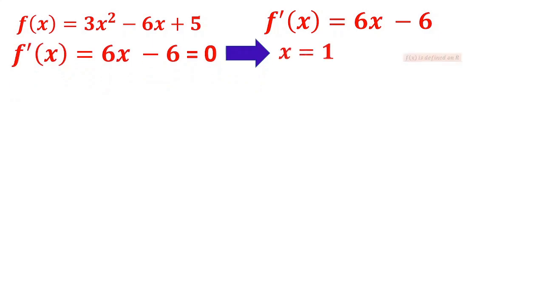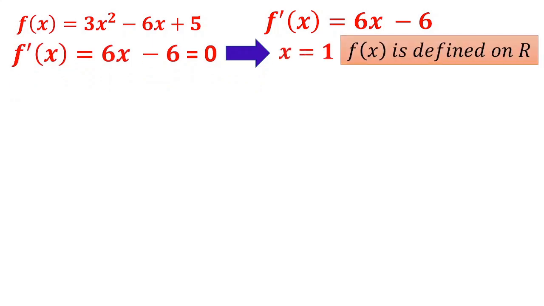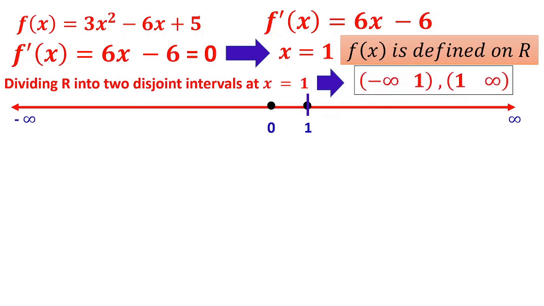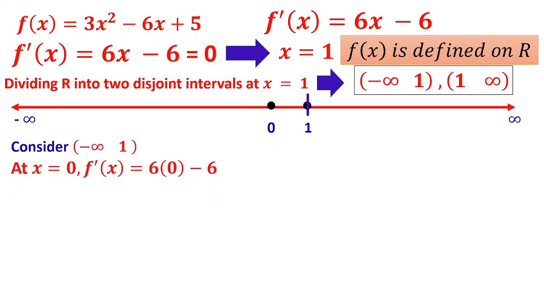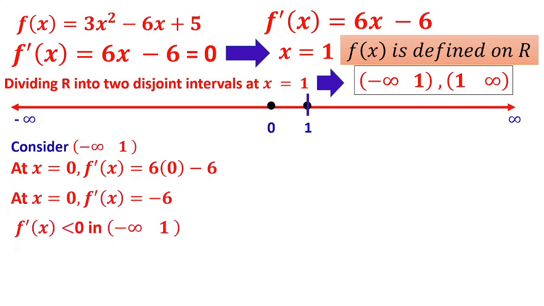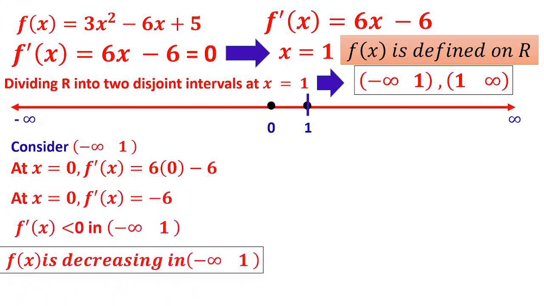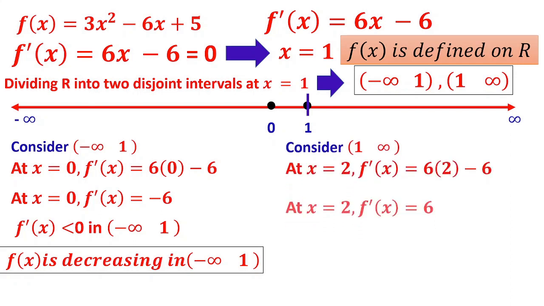Well, now let us take one question. I am finding f dash of x, 6x minus 6. I am equating it to 0. Now suppose in the question they have not given anything, it is assumed that it is defined on the total real number line. Therefore I am splitting the real numbers into two intervals, minus infinity to 1 and 1 to infinity. You consider minus infinity to 1, take any convenient point and check what f dash of x is. I am getting minus 6. Therefore it is decreasing, less than 0. Now I consider 1 to infinity. At x equal to 2, it is 6.